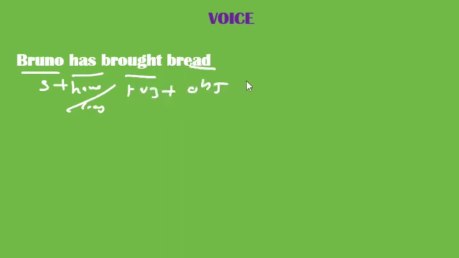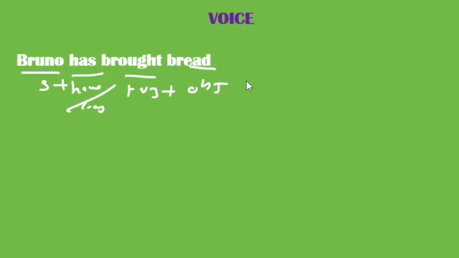"Bruno has brought the bread" is the sentence. Let us form the structure: subject plus have/has plus verb third form plus object. Now the sentence has been given in present perfect tense. As we want to transform the sentence from active into passive, directly we can say that this is not passive voice, this is active voice. So as we want to transform the sentence from active into passive, the same rules and regulations have to be followed.